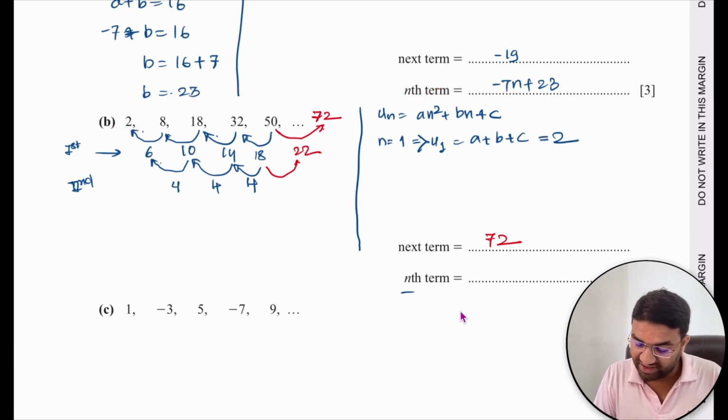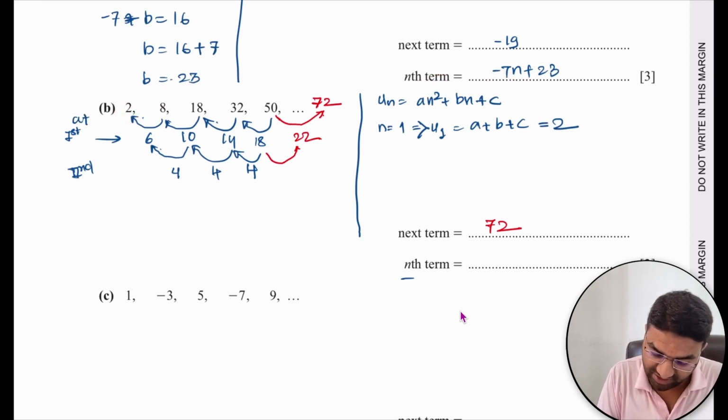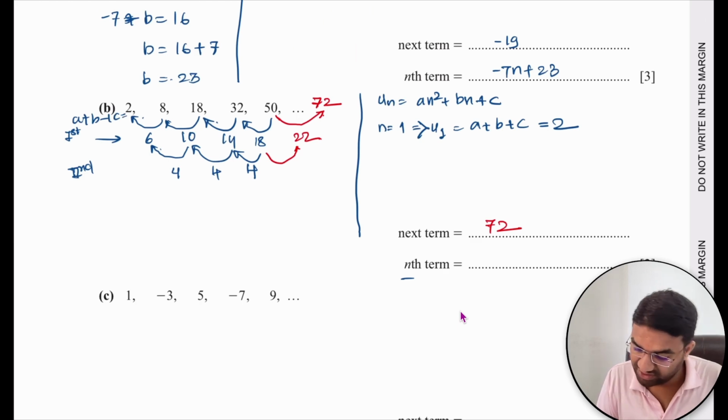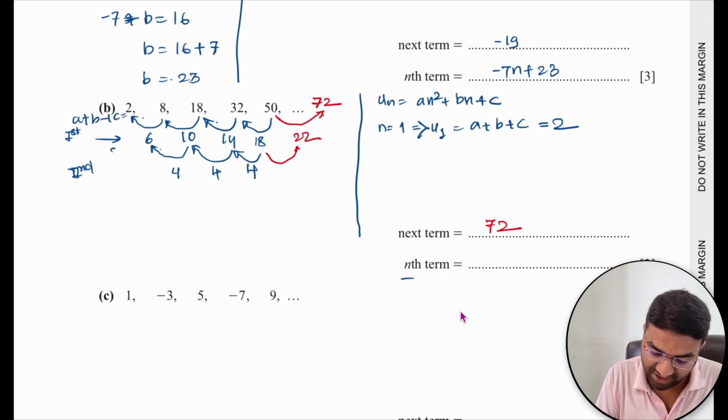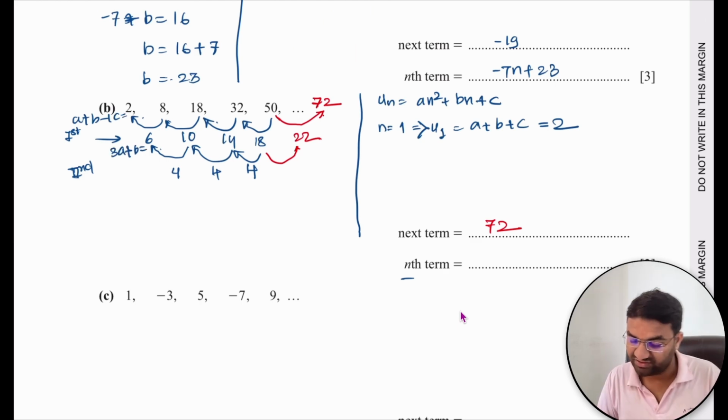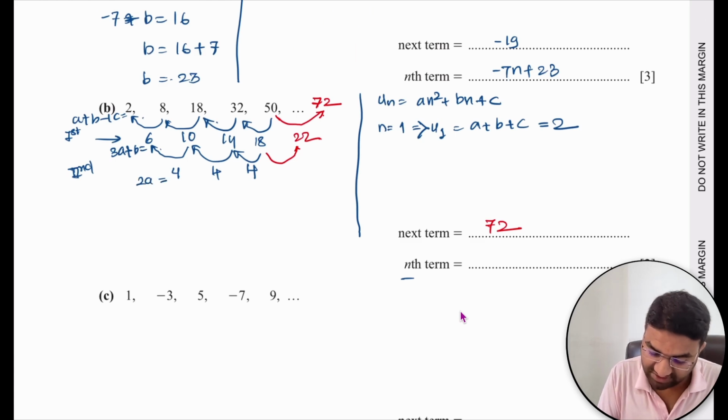Now next we have a plus b plus c is equal to 2. Then here we have 3a plus b is equal to 6 and 2a is equal to 4.